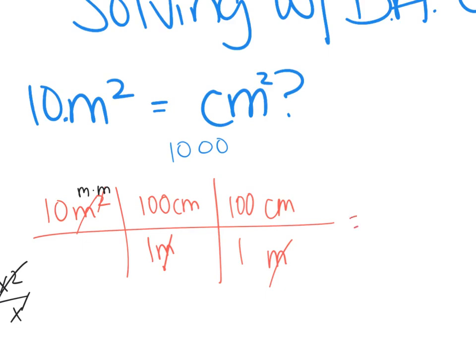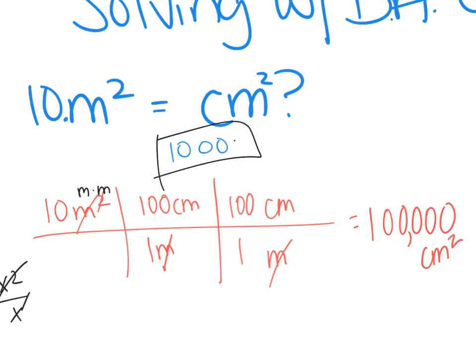So 1 times 1 times 1 is 1, and then I have 1, 2, 3, 4, 5 zeros. Look at that. So do you see, look, my idea, 1,000 actually isn't right. Okay. Yeah. Just do some good math.